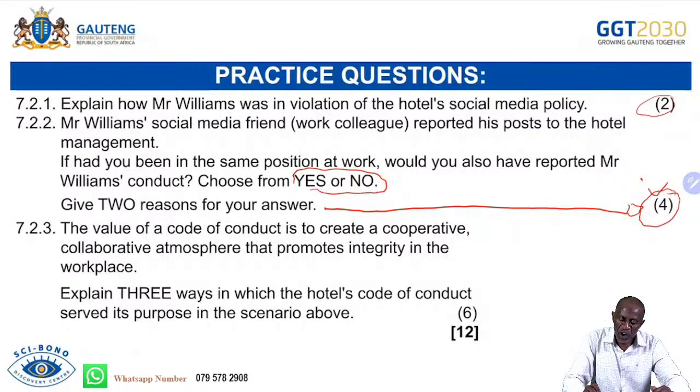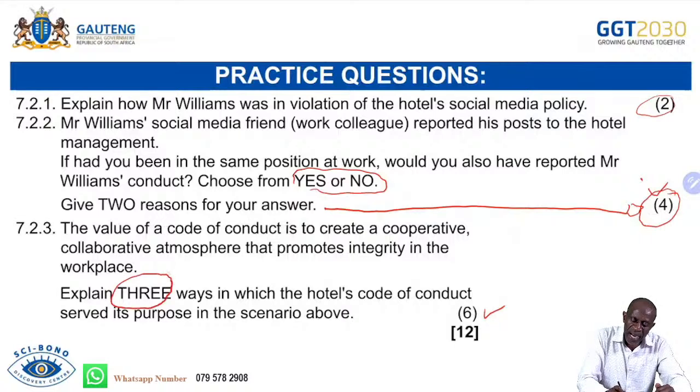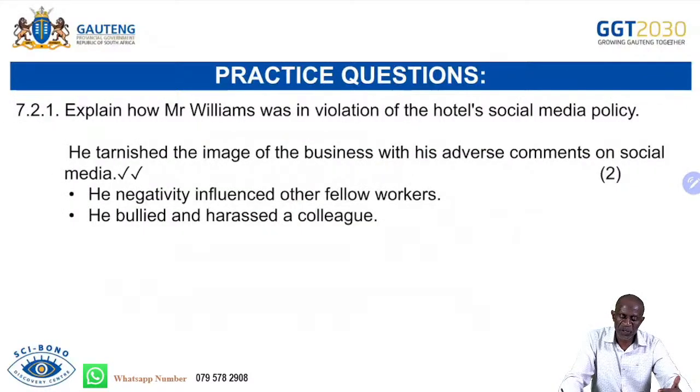7.2.3, the value of a code of conduct is to create a cooperative, collaborative atmosphere that promotes integrity in the workplace. Explain 3 ways in which the hotel's code of conduct served its purpose in this scenario. And this is allocated 6 marks. So it will be 2 marks for each of the ways explained. Now, let's reflect on the memo or the marking guideline for this question.